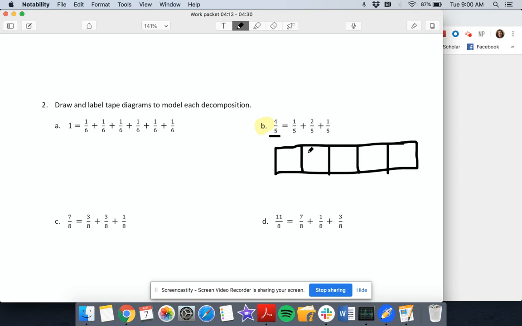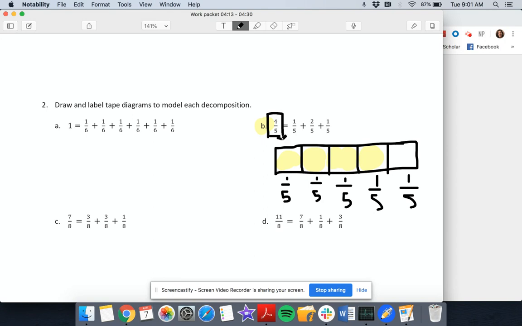So each of these blocks represents what? Each of these blocks represents 1/5, right? But right off the bat, we know that we're not going to include all of these blocks in shading. Why is that? Because our sum in this number sentence is just 4/5. So we're only going to color in 4 of these blocks. 1, 2, 3, 4.